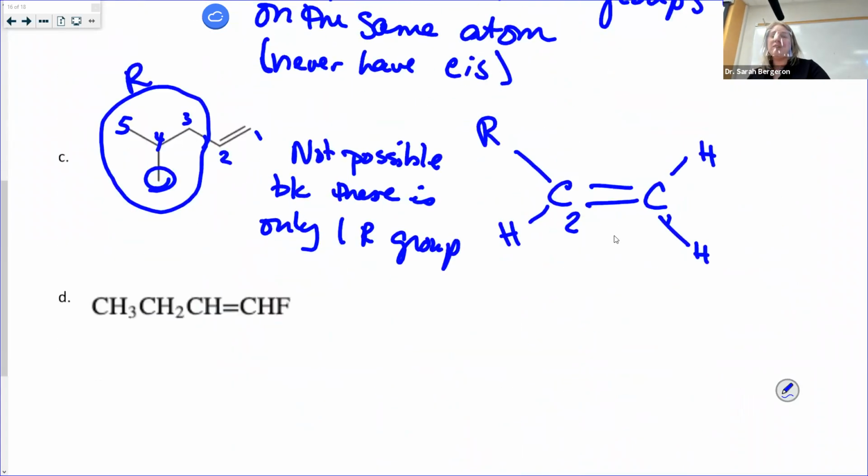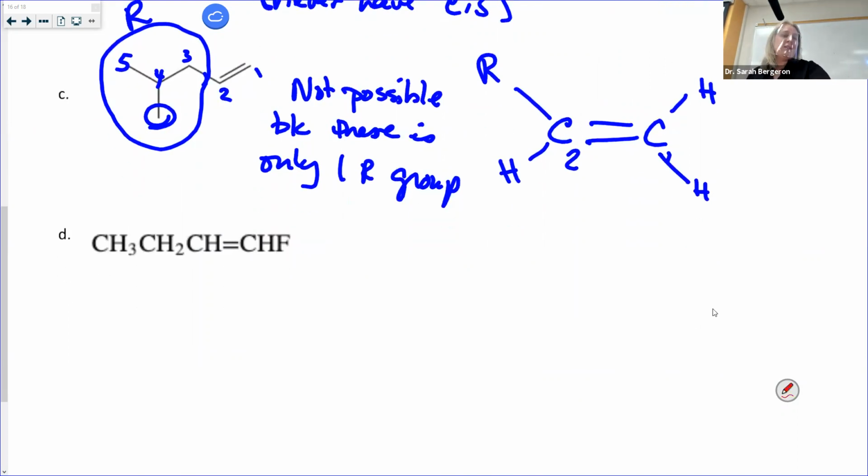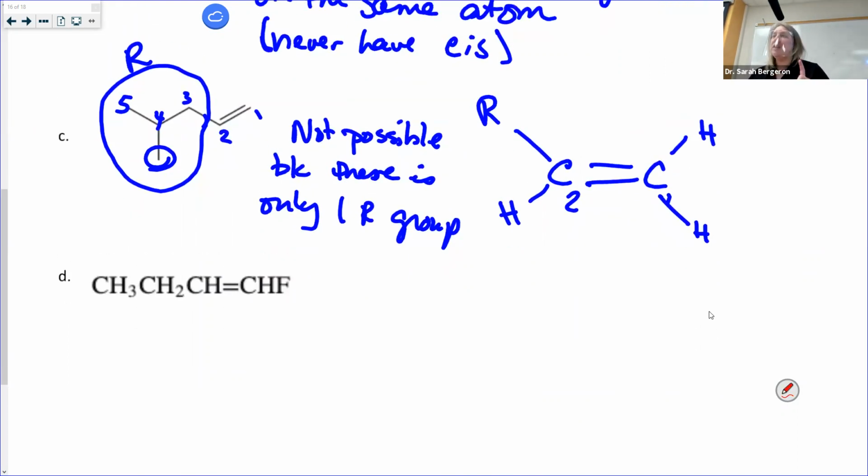So we can't draw C as cis or trans because there's only 1 R group. We would need 1 R group on this carbon, and then one of these 2 hydrogens would have to be an R group. Okay, so let's try D. Everybody okay on C? Okay, so let's draw D.